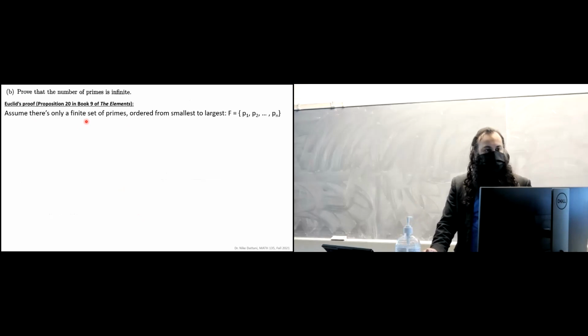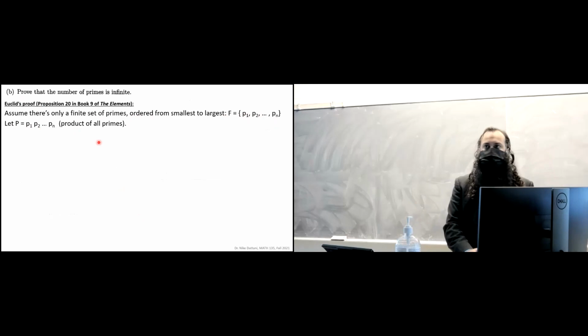Okay, assume there's a finite set of primes. Ordered from smallest to largest, it's going to be P1, P2, up to Pn. So there's some finite set of primes. Let P be the product of all these primes, okay? Let Q equal P plus 1.